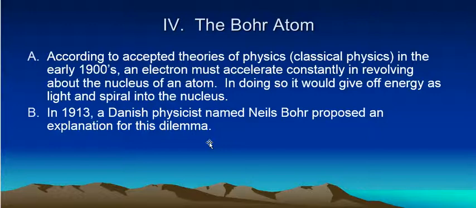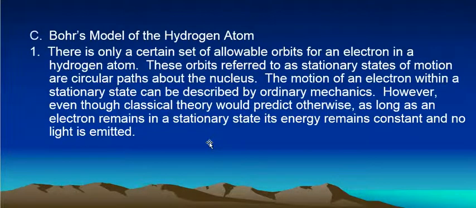Now, according to accepted theories of physics, an electron must accelerate constantly in revolving about the nucleus. In doing so, it would give off energy and spiral into the nucleus. But Niels Bohr proposed an explanation for this dilemma in 1913, and he came up with his model for the atom. He said there is only a certain set of allowable orbits for an electron in a hydrogen atom.